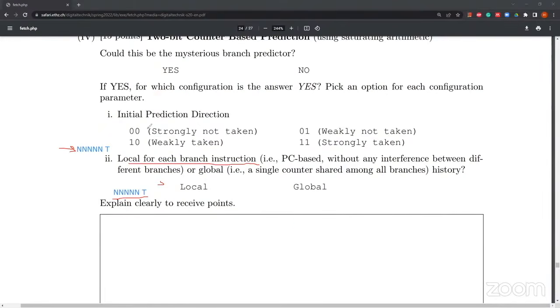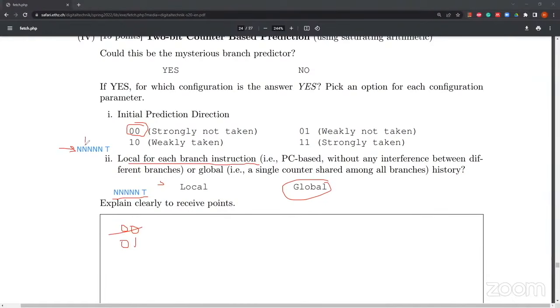Okay, so we take this as a starting point and a global predictor. Here we need to go over the branches one by one. The first branch is not taken. This will be correctly predicted, and then the counter remains at 0, 0, and we don't have misprediction. Then we enter this sequence of 4 or 5 non-takens and 1 taken. All non-takens will be predicted correctly, and then will remain at 0, 0. And then this taken branch will be mispredicted, and the counter will be updated to 1, 0.